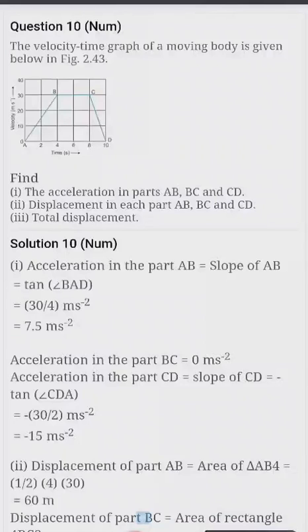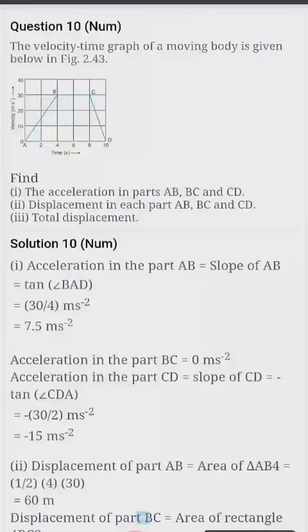total displacement. So from velocity time graph, if you want to find the acceleration, what you have to do is find the slope. Now the formula of slope is y2 minus y1 upon x2 minus x1, or if you know trigonometry, you can use the formula as tan. We will not use tan here, we will just use y2 minus y1 upon x2 minus x1.